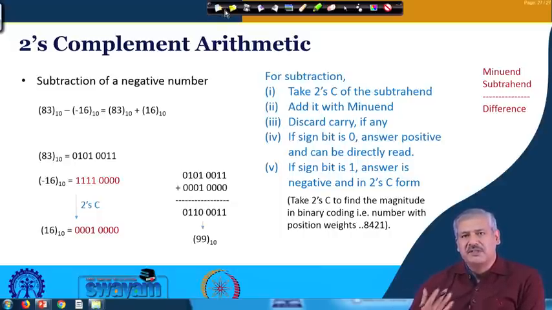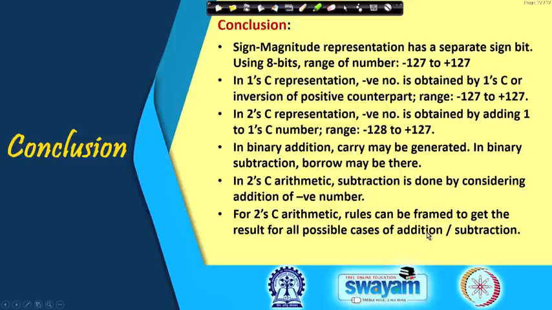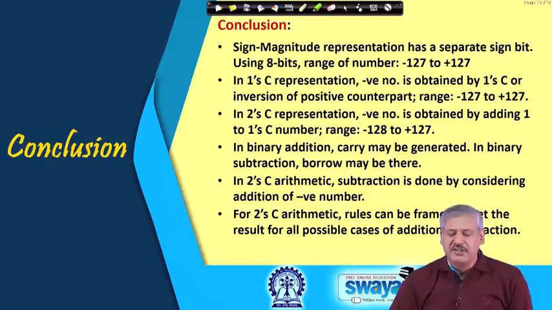In the previous class, we have seen the normal integer representation, fixed representation. All these are very conveniently done using 2's complement arithmetic. To conclude, sign magnitude representation has a separate sign bit. Using 8 bits, the range of numbers that can be represented using sign magnitude representation is -127 to +127. So, 255 different numbers can be represented using 8 bits.